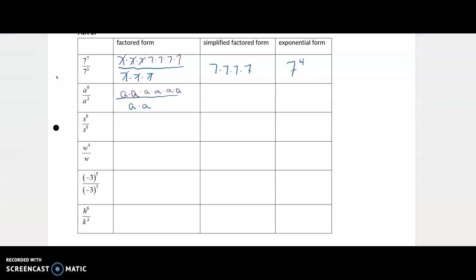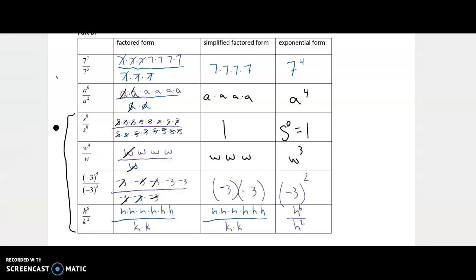Let's try again. Next we have a to the 6 over a squared. I have 2 factors in the numerator and denominator that match up, and so those would divide out because any number over itself is 1. So I'm left with a times a times a times a. I can rewrite that as a to the 4th. Go ahead and follow this pattern to complete the last 4 examples, and we'll check in. Pause the video and check in when you have it.